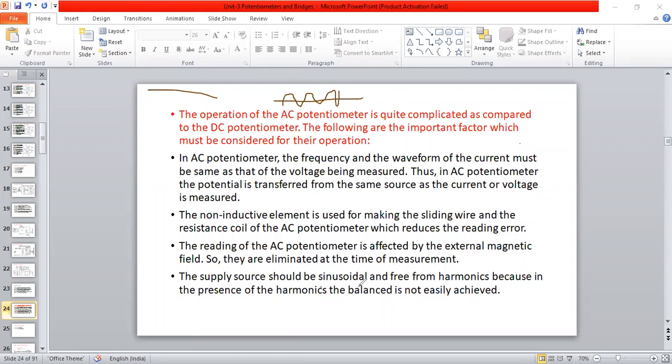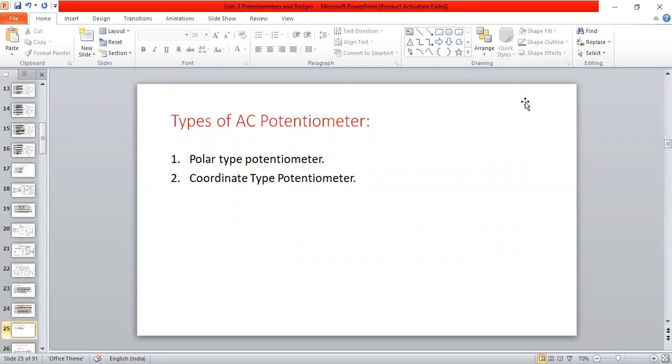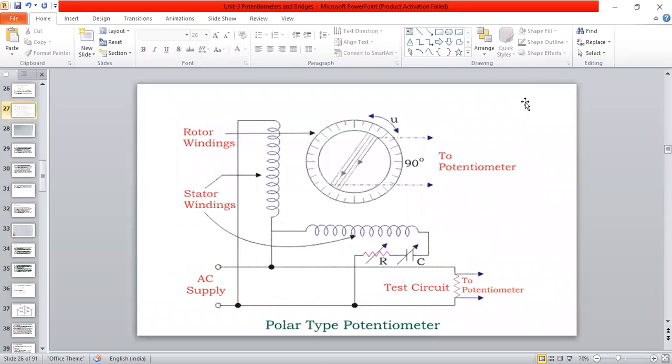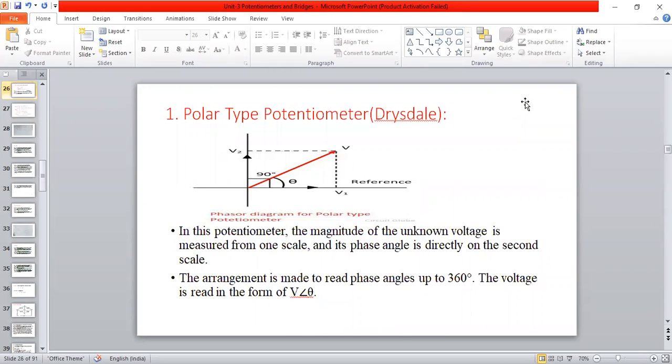So the supply source should be AC or sinusoidal, and it should be free from harmonics. If harmonics are there, odd harmonics and even harmonics, there will be some errors, so it should be free from harmonics. This is just the introduction of the AC potentiometer, and in the next class we'll continue. There are two types of AC potentiometers: one is the polar type, another is the coordinate type potentiometer. This will continue in the next class, and in the diagram I will explain all the things.